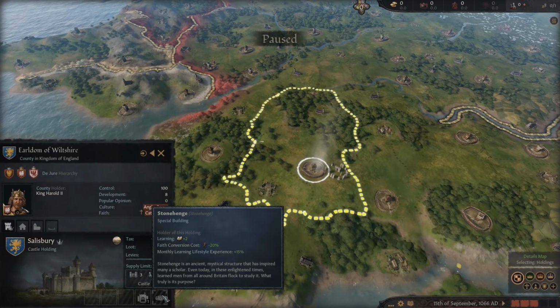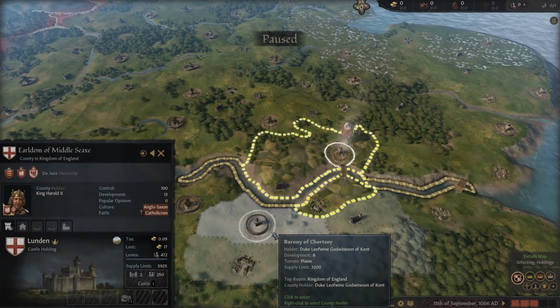But Stonehenge itself is an ancient mystical structure that has inspired, in fact, many a scholar. Even today, in these enlightened times, learned men from all around Britain flock to study it. What truly is its purpose? Well, as far as CK3 is concerned, realm-wise, it'll give you plus 2 learning, faith conversion costs of minus 20%, and a monthly learning lifestyle experience of plus 15%.